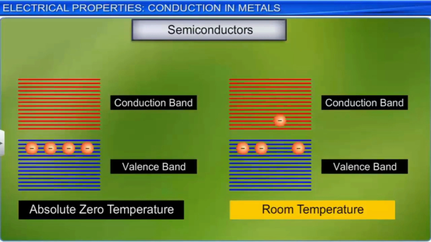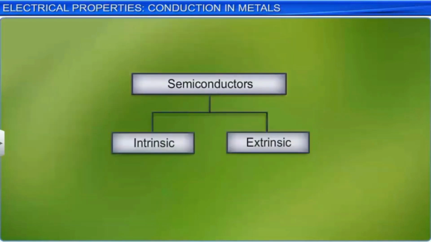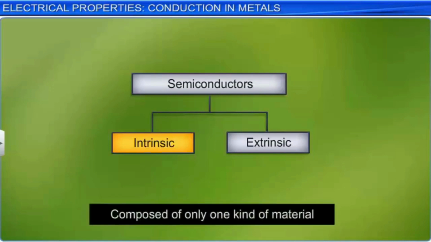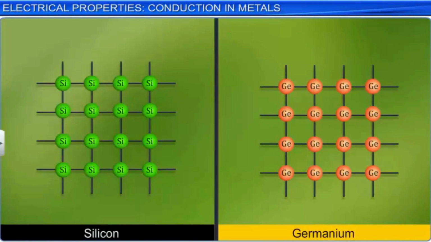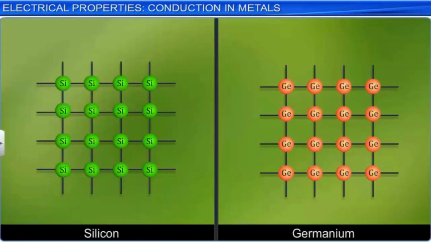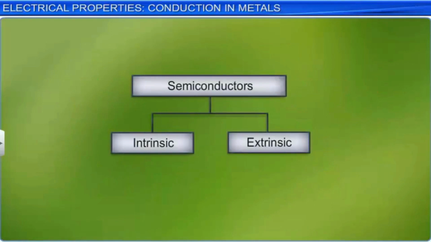Semiconductors can be classified into two broad categories. First, there are intrinsic semiconductors. These are composed of only one kind of material. Silicon and germanium are two examples of intrinsic semiconductors. They are also called undoped semiconductors. The other type of semiconductor is the extrinsic semiconductor. These are made of intrinsic semiconductors to which other substances have been added to alter their properties.